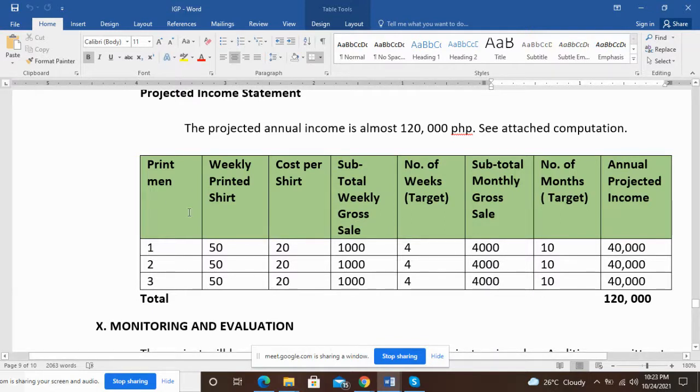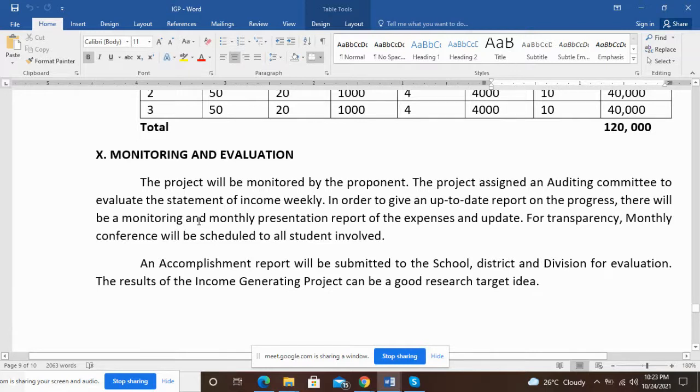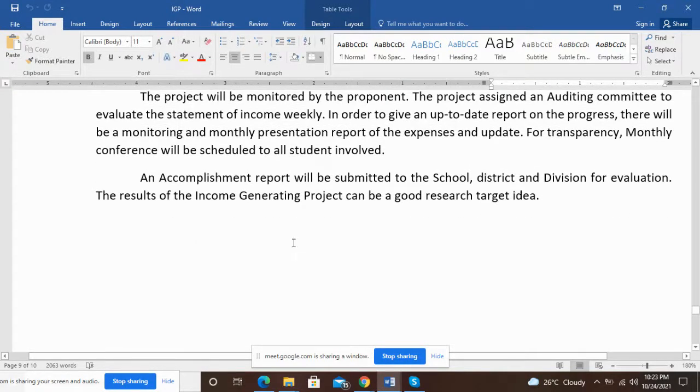Okay, so next we have monitoring and evaluation. Here you're going to talk about how you are going to monitor the sales, how the proponent is going to evaluate the students' activities or outputs, or how the students implemented the project also. Since again, IGP is for students, it means students will be doing the work. And here, an accomplishment report, of course, will be submitted to the division, to the school, and to the district. So the result can be a good research idea after. It's a good thing to have.